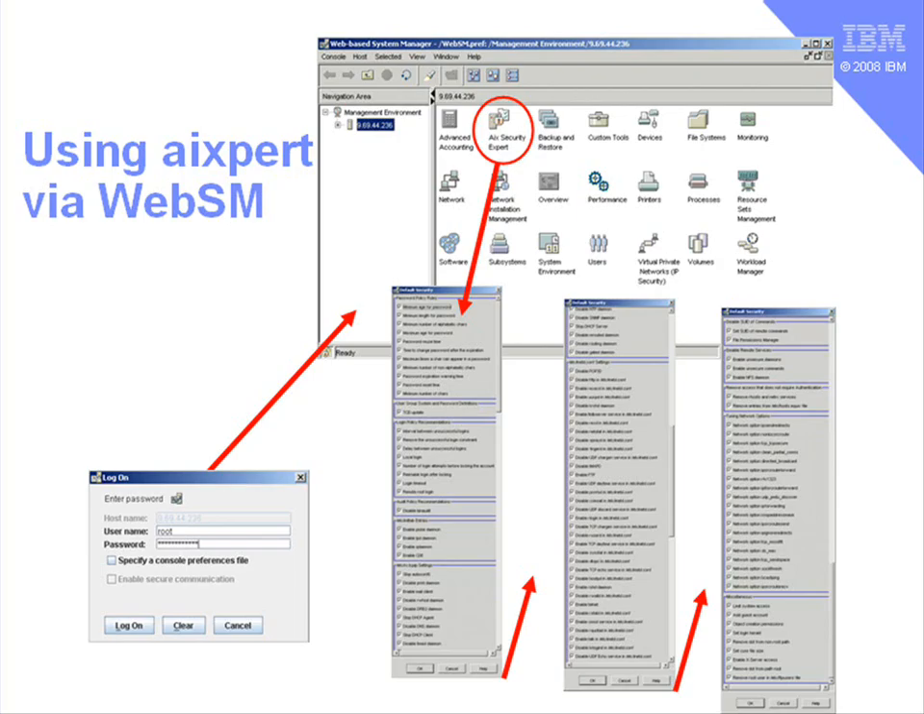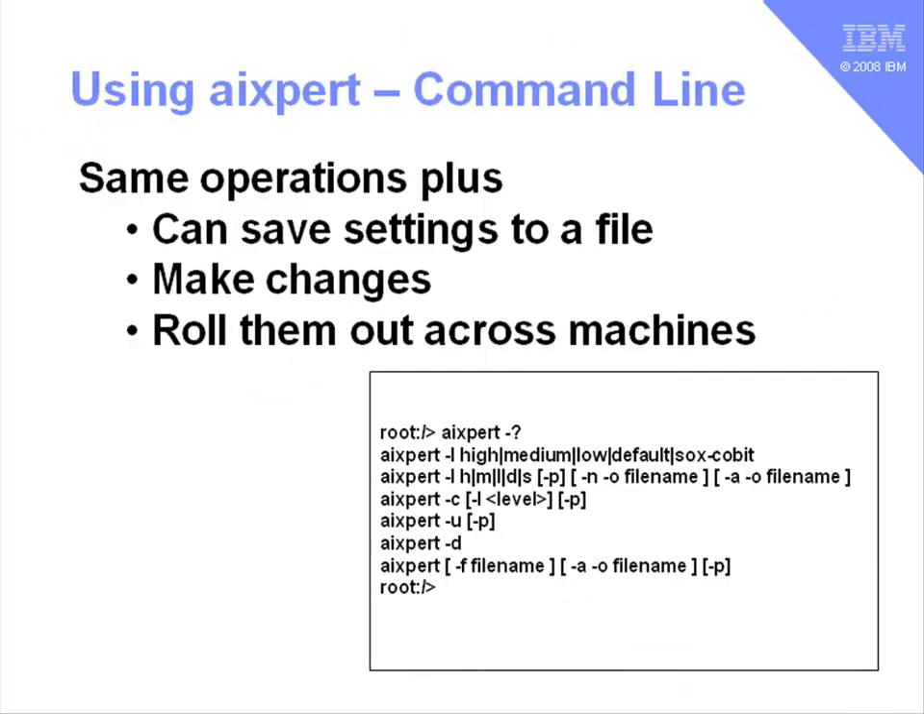Now, we're not going to cover WebSM here. Either you are already running it and you can go and have a look, or you're probably not running it and you won't want to just install WebSM to get this feature working. We'll, however, look at the command line, because as well as the basic operations, there are some more things we can do, like saving the settings file, making changes, some customization for our particular use. Then we can use that customized file across all our machines.